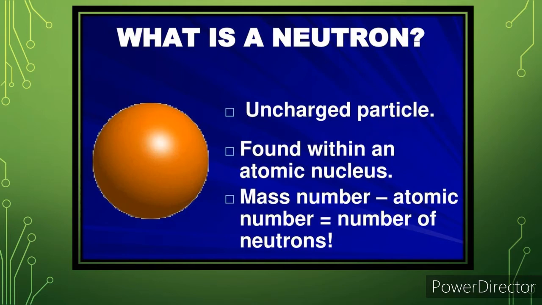How will you get the number of neutrons? From the mass number, if you subtract the atomic number, you will get the number of neutrons. What is the atomic number? It is the number of protons. When you subtract the number of protons from the mass number, you will get the number of neutrons.